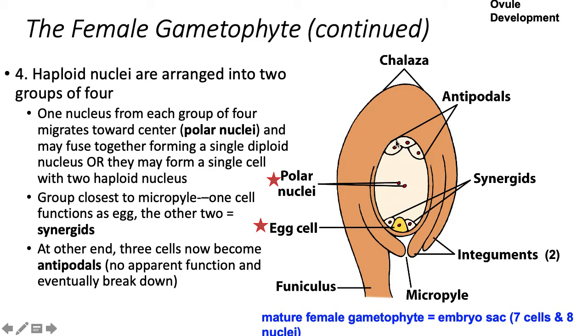So now we're left with 3 on opposite ends of the poles. The 3 that are closest to the opening, the micropyle, are called the synergids. Of the synergids, one of them is going to become the egg cell, and the other 2 are going to be supporting cells, and they probably will eventually get absorbed by the egg cell. On the opposite end, these 3 are classified as the antipodals. As of right now, we don't know their function, but eventually they get broken down.